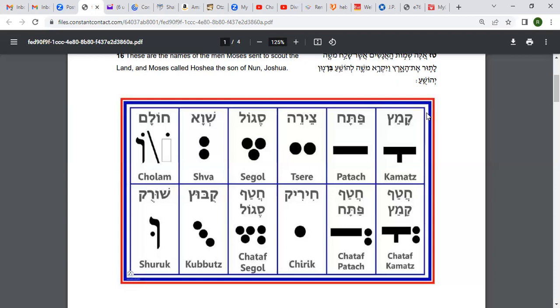That's the u sound. But it also could be the kubutz. You see the kubutz is also the 3 dots in a diagonal. That's u. And I'll go 2 to the right, chirik. Chirik is 1 dot, that's the e.